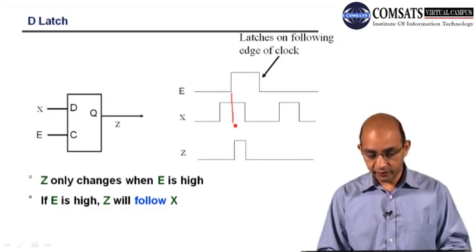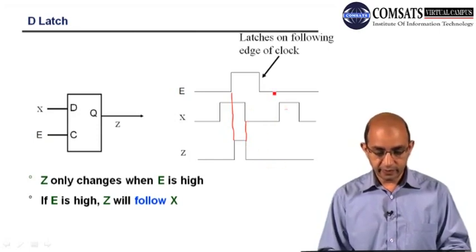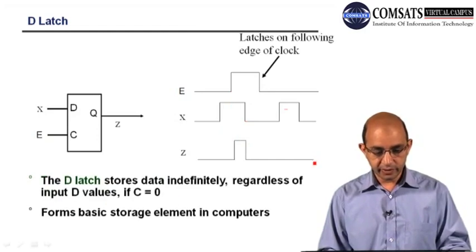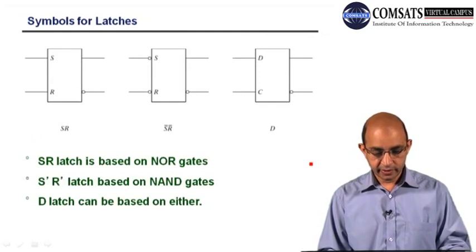You can see Q follows D, so it started following over here whenever we have the enable high. When enable goes low, it will retain its value. So this is the timing diagram of the D-latch.